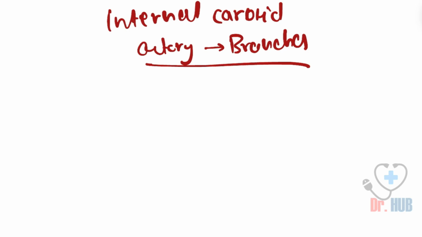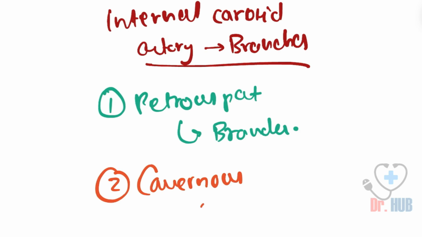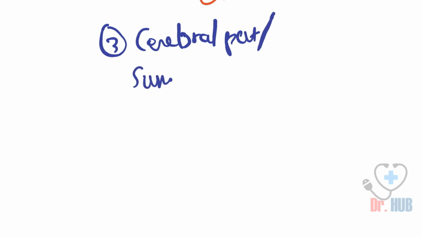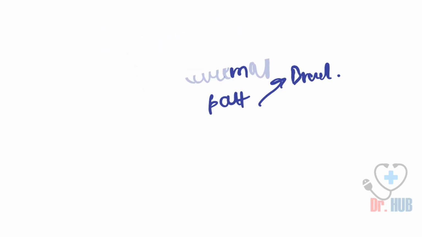To start off with a few questions, the first question we would like to ask is, in case of the petrous part, what are the branches? Then the second question will be in case of the cavernous part, what are the branches of the ICA? And the third question is in case of the cerebral part, that is the supracavernal part, what are the branches? In this video, you'll find the answers to all these questions. And at the end of the video, we'll also have some bonus questions.